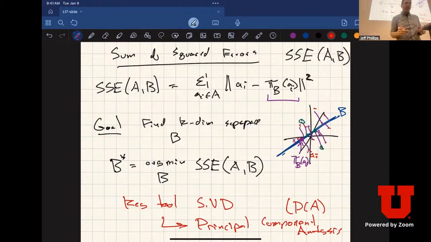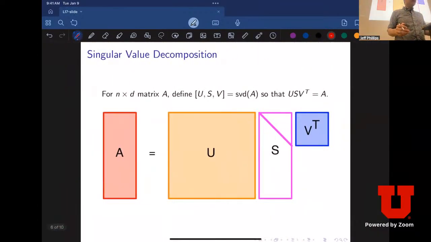Okay, so now I'm going to talk about this singular value decomposition. And if you've seen my book before, the slides may look like the book, but actually the book looks like the slides. So I'm not copying from the book here.